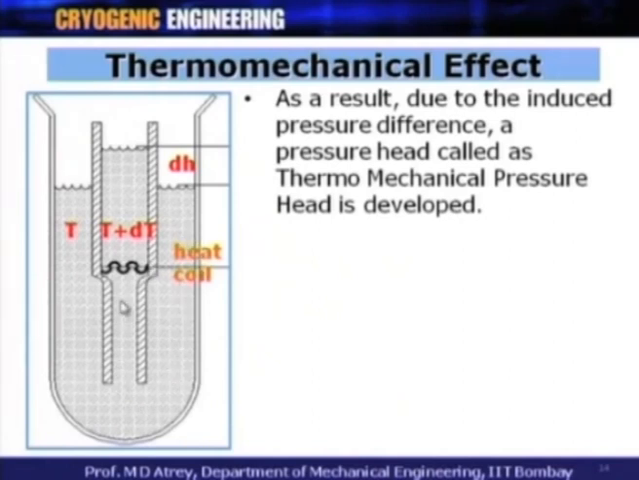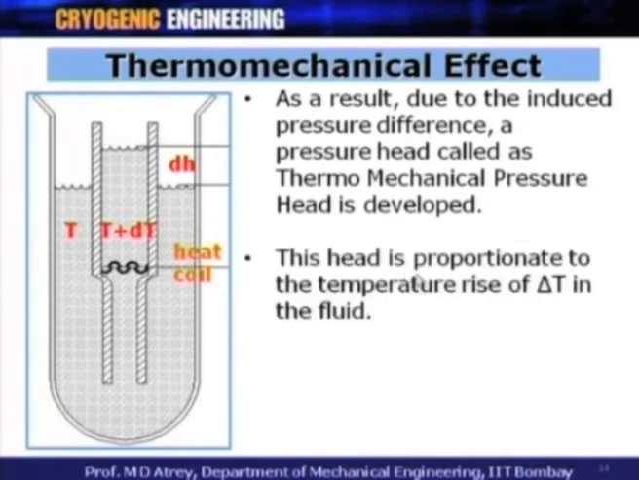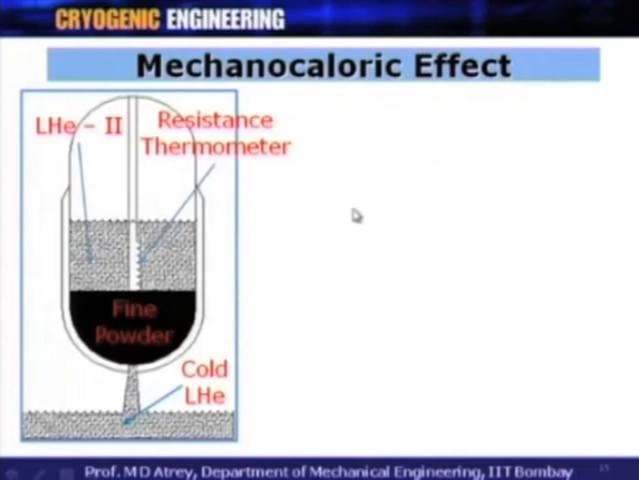Because of the rushing of liquid helium 2, you can find a pressure head of height dH getting generated at this point. So, you can see that because of thermal action, a mechanical head is getting generated, or the flow of fluid is happening from the outside container to the inside container through a thin little channel, and this is what we call the thermomechanical effect. This head is proportional to the temperature rise delta T in the fluid. So, the dH value will ultimately depend on what your delta T is. The next effect we talk about is the mechanocaloric effect.